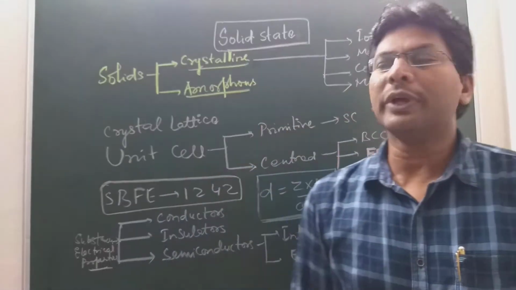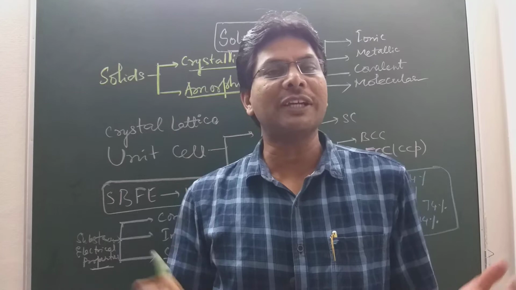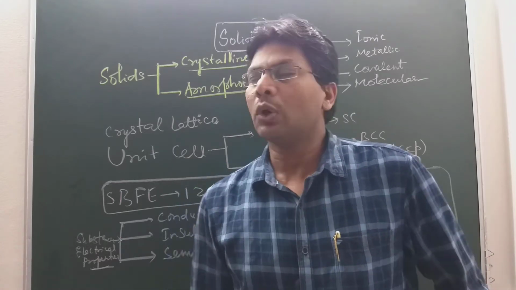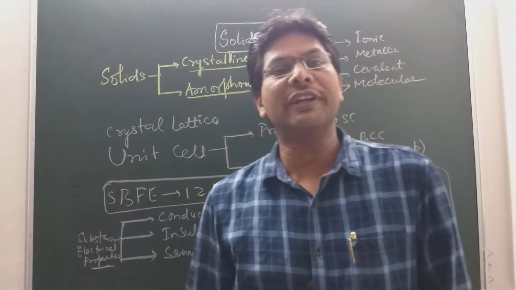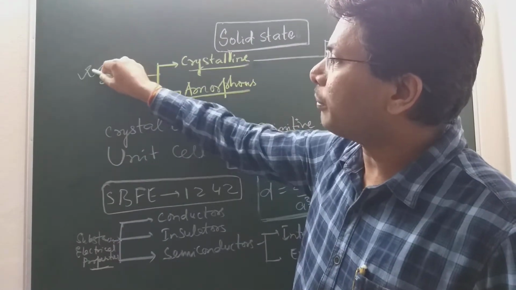So hello student, today I will be teaching you solid state. As you know, matter is something which occupies space and has mass. Matter consists of 5 states: solid, liquid, gas, plasma, and Bose-Einstein condensate. Out of that, the rigid state of matter is solid.